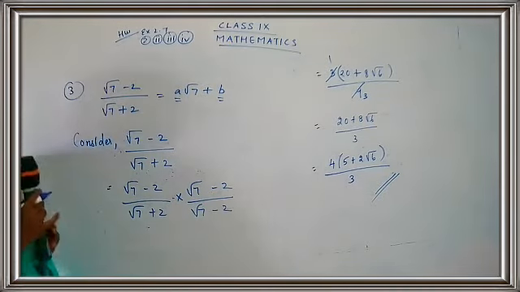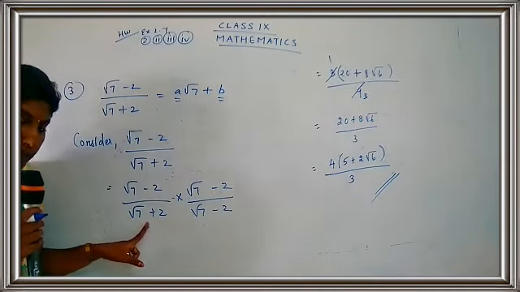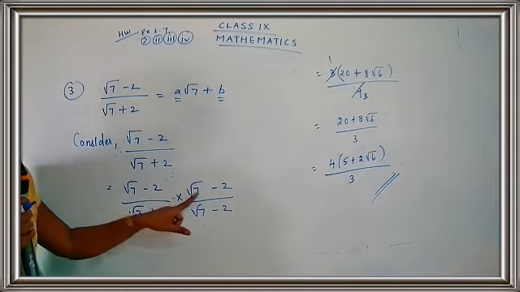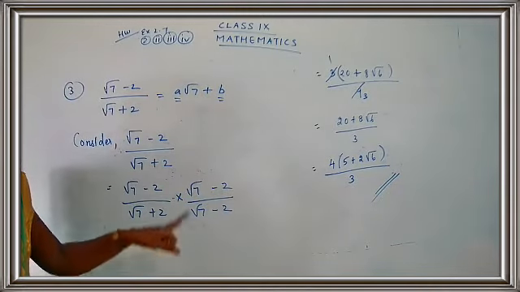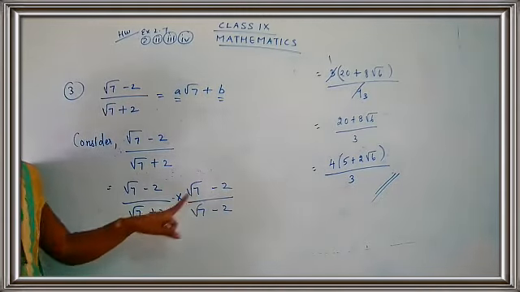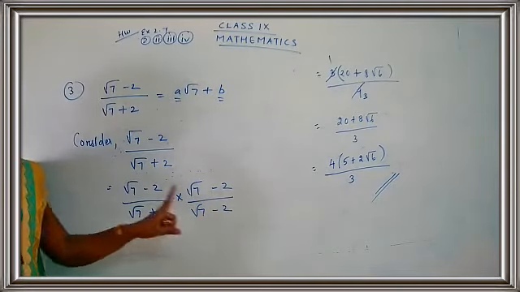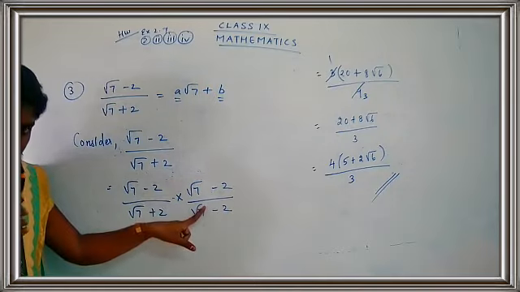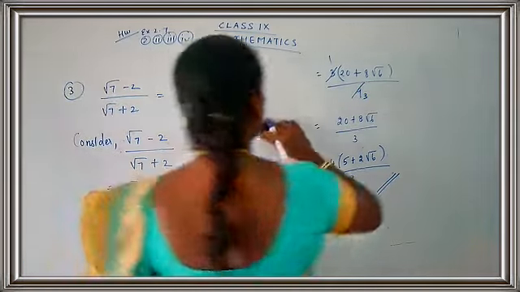So what we have done here? We have just taken the conjugate of the denominator. What is the conjugate of the denominator? The conjugate is root 7 minus 2, and you have to multiply and divide by root 7 minus 2. Now let us multiply the numerator together and multiply the denominator together.